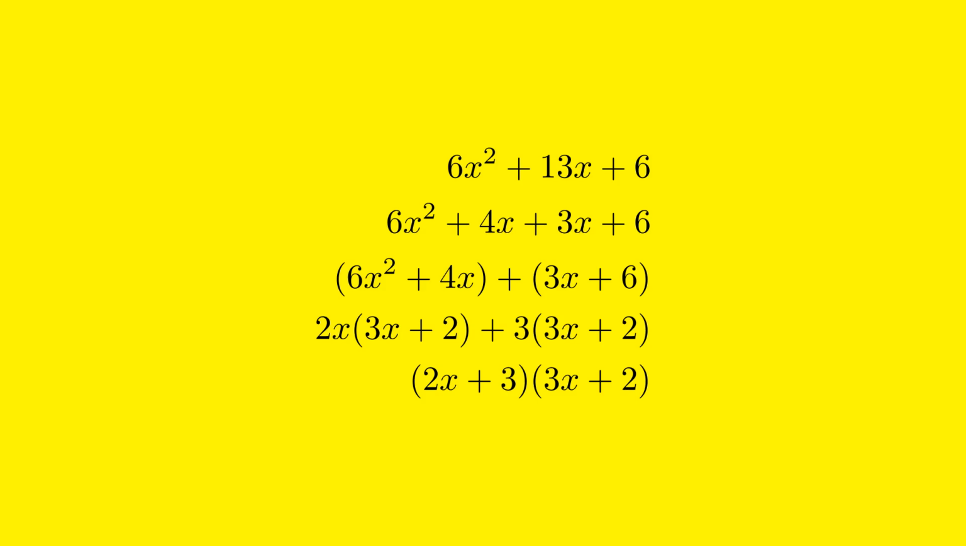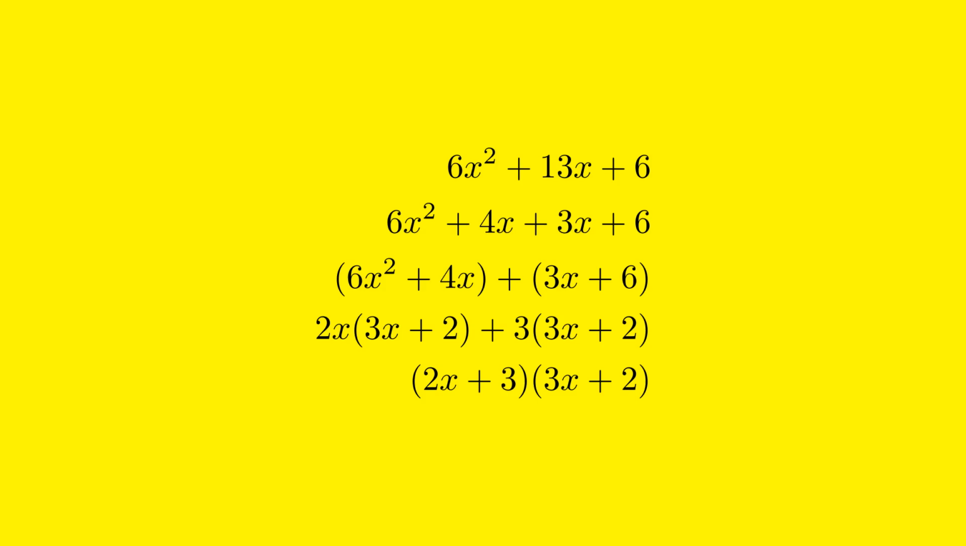Split 13x into two terms using these numbers, resulting in 6 times x squared plus 4 times x plus 3 times x plus 6. Now group the terms to make factorization easier. This gives us two groups, namely 6 times x squared plus 4 times x and 3 times x plus 6. Now take out common factors from each group.